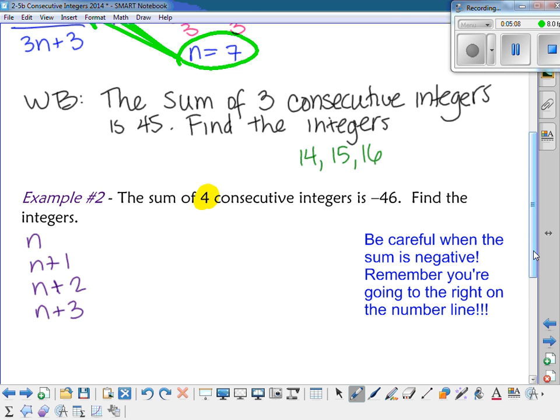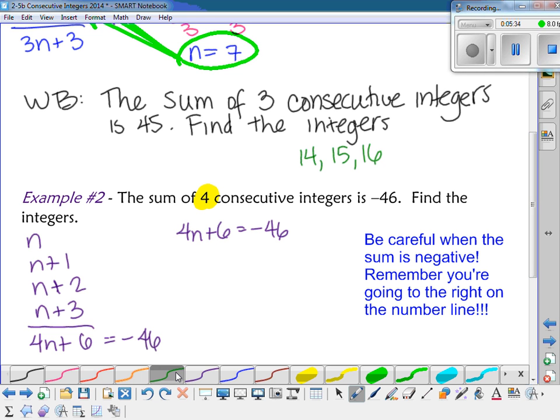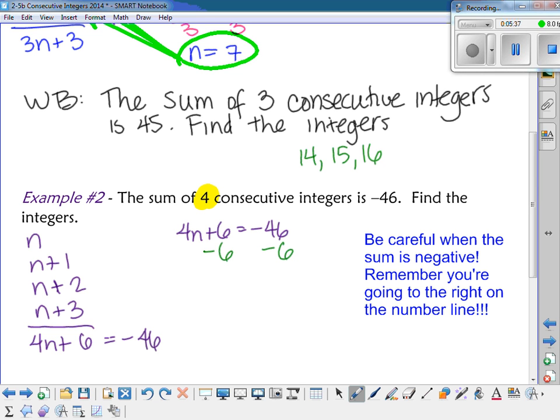So when I take the sum of those and add them together, I get 4n plus 6. And that's going to have to equal negative 46. So we're still going to do the problem the same. It's when you plug it back in that you need to be careful. So 4n plus 6 equals negative 46. And of course, you need to be careful with your negatives too. Don't drop them. Don't mix up what to do with them. So we get 4n equals negative 52. They're both negative, so we add them together. And then we divide by 4.